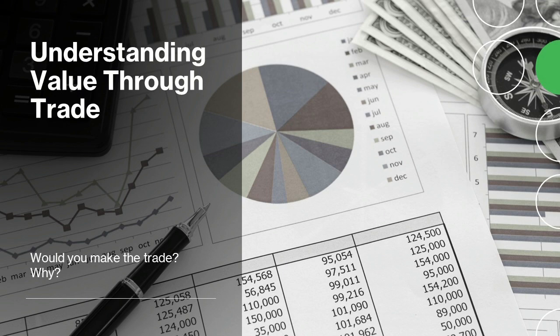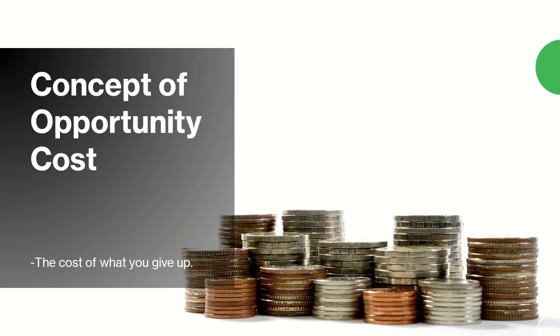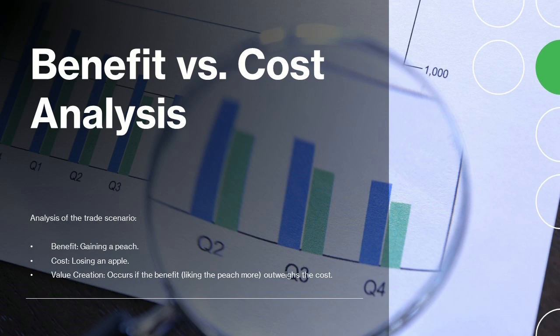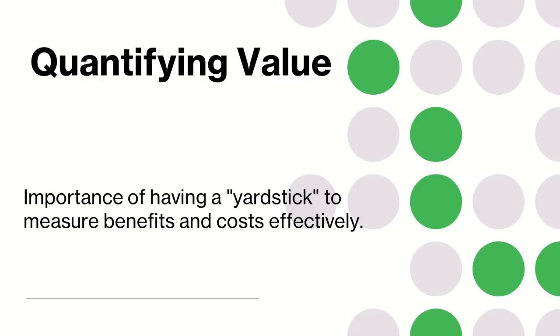Suppose you have an apple, and I come along and offer to trade you your apple for my peach. Would you do the trade? Sure you would if you like the peach more than the apple. The trade has a benefit and a cost for you. The benefit is you get a peach. The cost is you give up an apple. The apple is the opportunity cost of the peach. The benefit from the peach is weighed against the cost of parting with your apple. Value is created if you like the peach more, because then the benefit is greater than the cost.